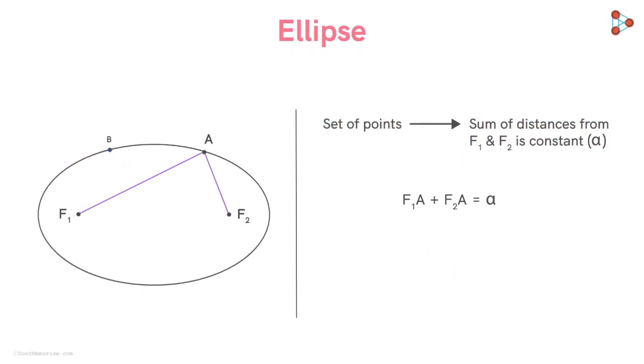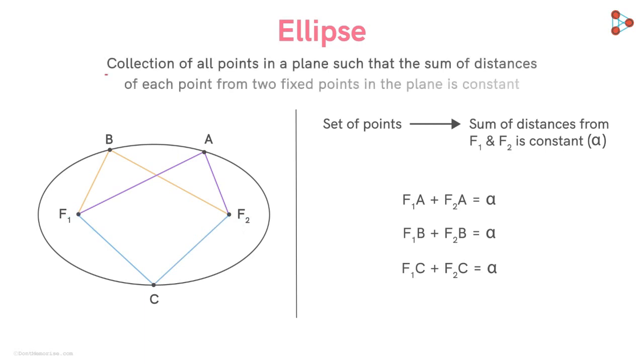Let's say we take a point B on the ellipse. Then the sum of its distances from the points F1 and F2 will be alpha. Let's take another point C here. Again, the sum of its distance from these 2 points will be alpha. So we see that the ellipse is a collection of all points in a plane such that their sum of distances from the 2 fixed points in the plane is constant. Each fixed point F1 and F2 is called the focus of the ellipse, and together they're called the foci of the ellipse.